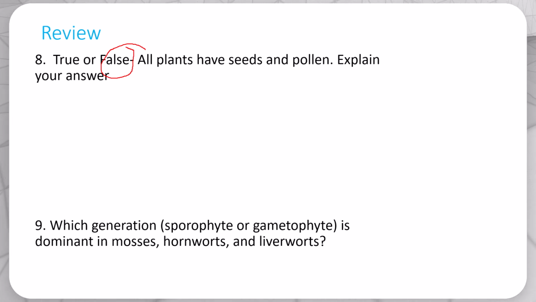So that's false. Number 9, which generation, sporophyte or gametophyte, is dominant in mosses, hornworts, and liverworts? That is the gametophyte generation, which is the haploid generation. And those are the only plants that have a dominant gametophyte generation. Everybody else is sporophyte dominant.